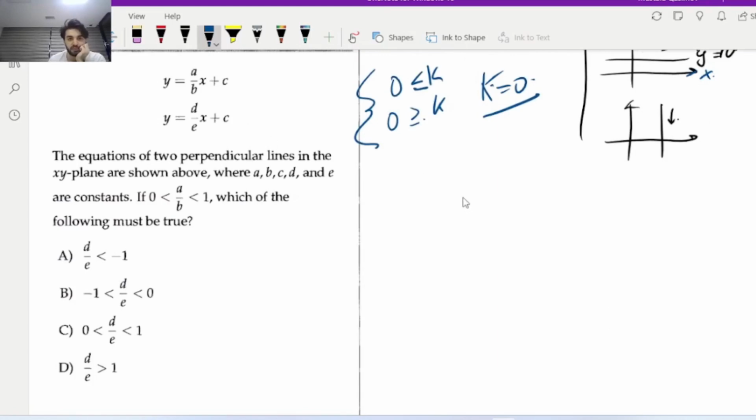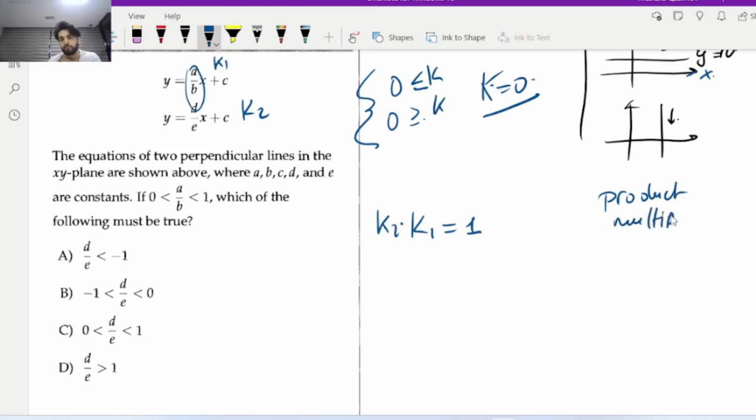Okay, let's look at 12. For 12 it says that these two slopes k1 and k2, these two lines are perpendicular to each other, so the multiplication or product of k1 and k2 is equal to negative 1. Product and multiplication are the same thing. For example, 3 multiplied by 5. Let's write the sum or total of 3 and 5. It will be 3 plus 5.